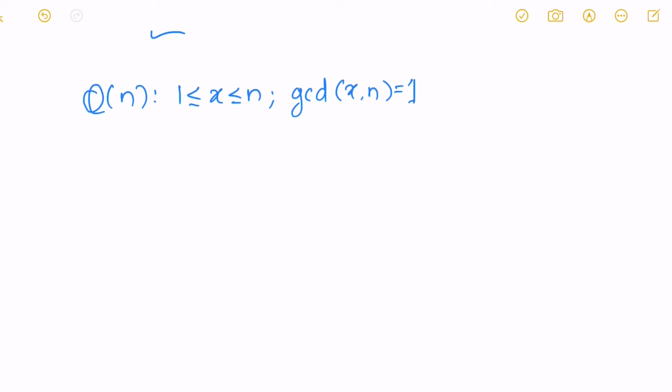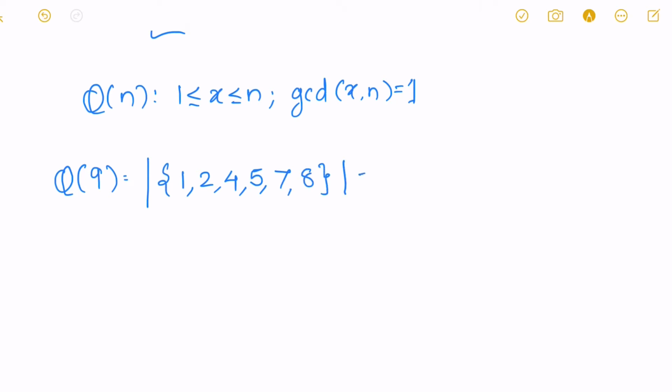So phi of 9 will be the cardinality of the set of numbers which are relatively co-prime with 9. So GCD of 1 with 9 is 1, GCD of 2 with 9 is 1, GCD of 4 with 9 is 1, GCD of 5, GCD of 7 and GCD of 8. So the cardinality of this set, that is the number of elements which are relatively co-prime to 9, is equal to 6. Hence phi of 9 is 6.